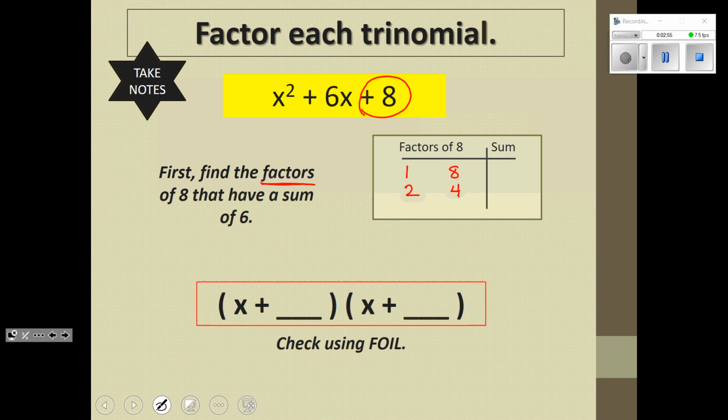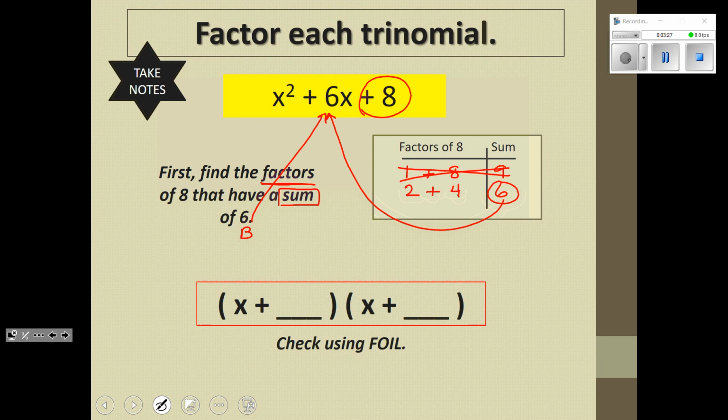Once you think of those, now you want to look at the pairs that you just came up with and find a pair that has a sum of the b term. Now the b term in this one is 6. So 1 plus 8 is 9, so that's not the right one. 2 plus 4 is 6. This is what we wanted. We wanted the sum of the b term, which is 6. So we found factor pairs that multiply to get the c term of 8 and add together to get the b term of 6.